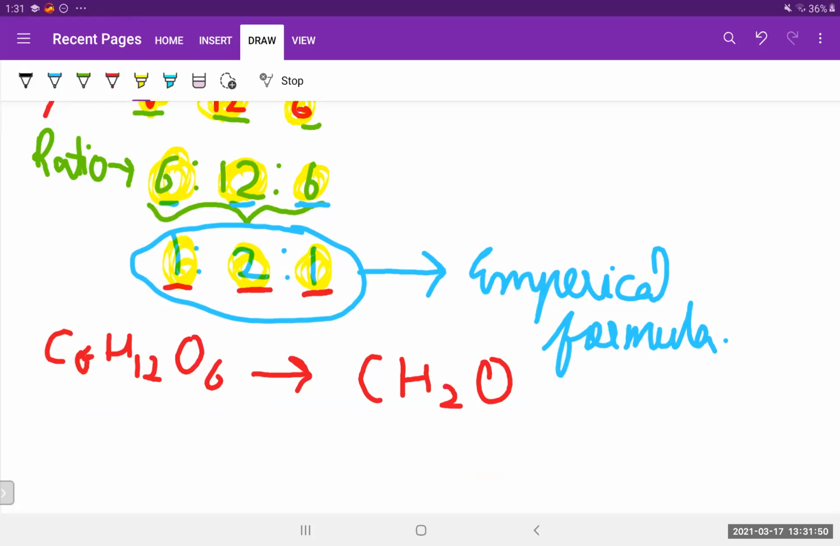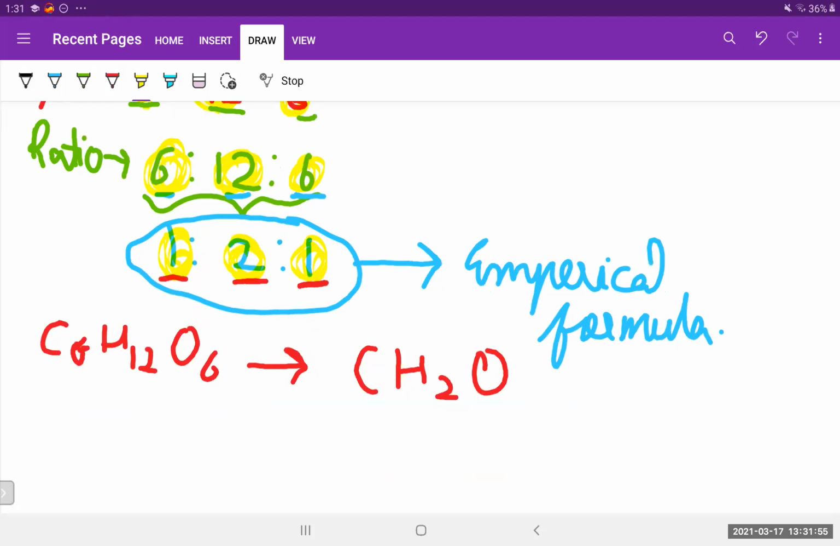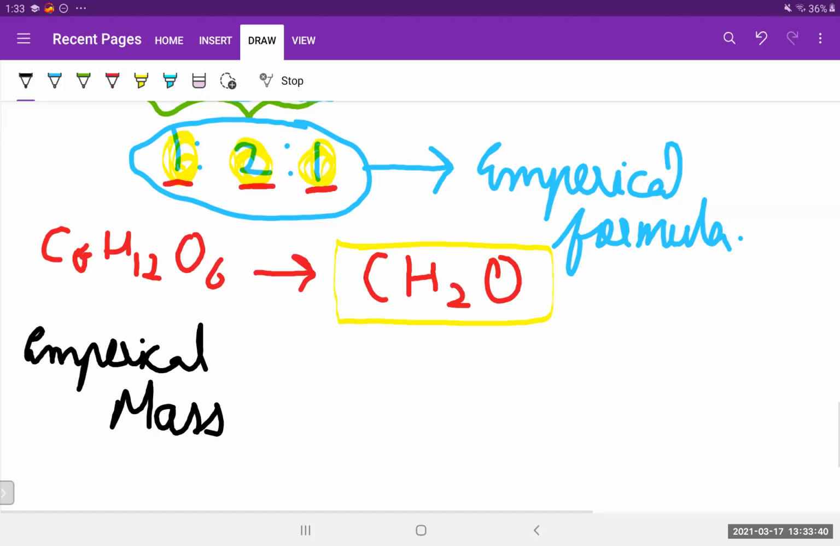I'll tell you one more term here, that is empirical mass. So what is this empirical mass? Let's discuss that. Empirical mass is the sum total of every element present in this compound. So empirical means what? The simplest ratio. Yes, simplest ratio. We have C, H2 and O.